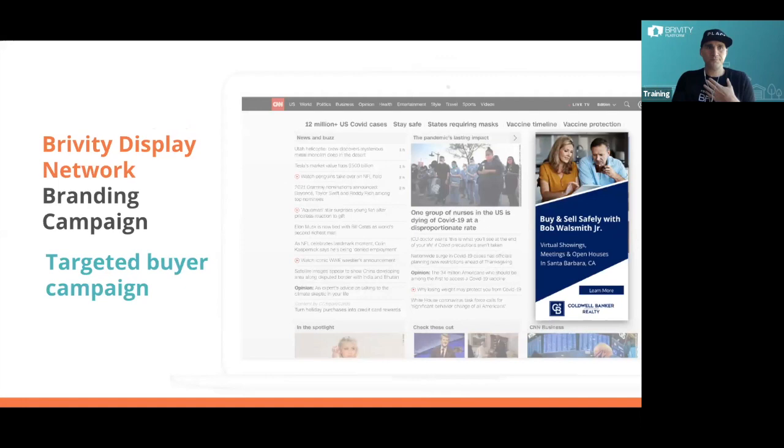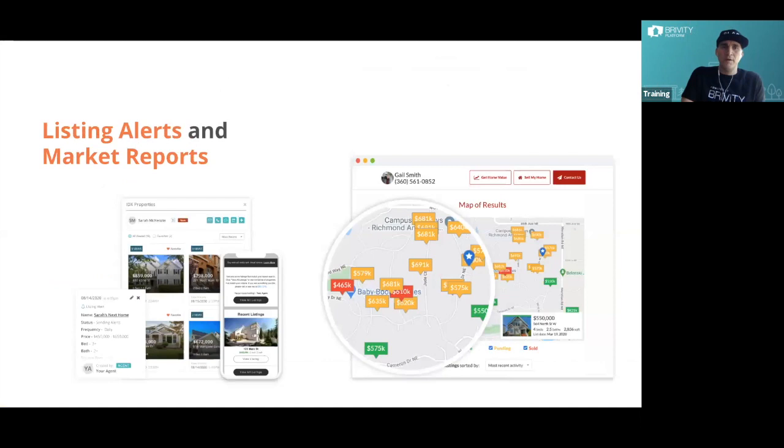Here's some examples of some of these targeted campaigns. This one's on CNN. This one's at the top of the Wall Street Journal. We've got listing alerts and market reports, which are kind of our number one marketing tool to people inside the database. Buyers are going to get listing alerts and a market report. Sellers are always going to get a market report. Our past clients, our sphere.